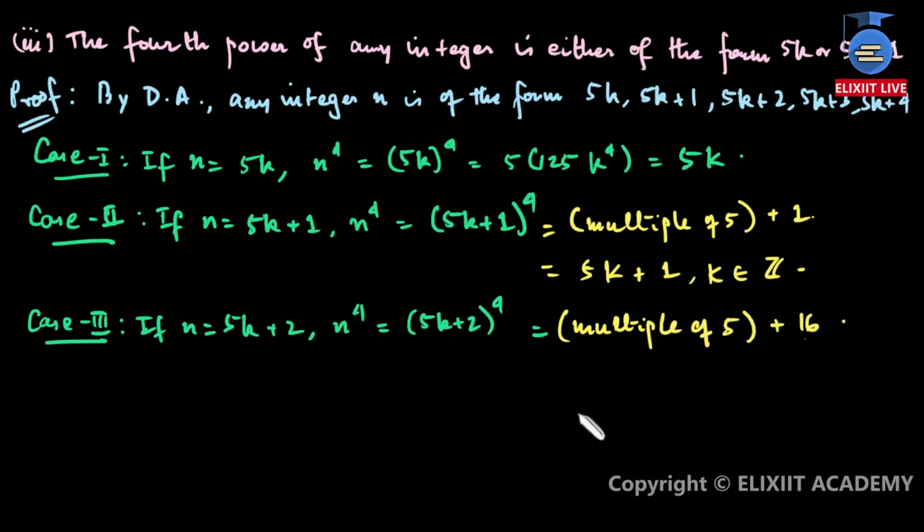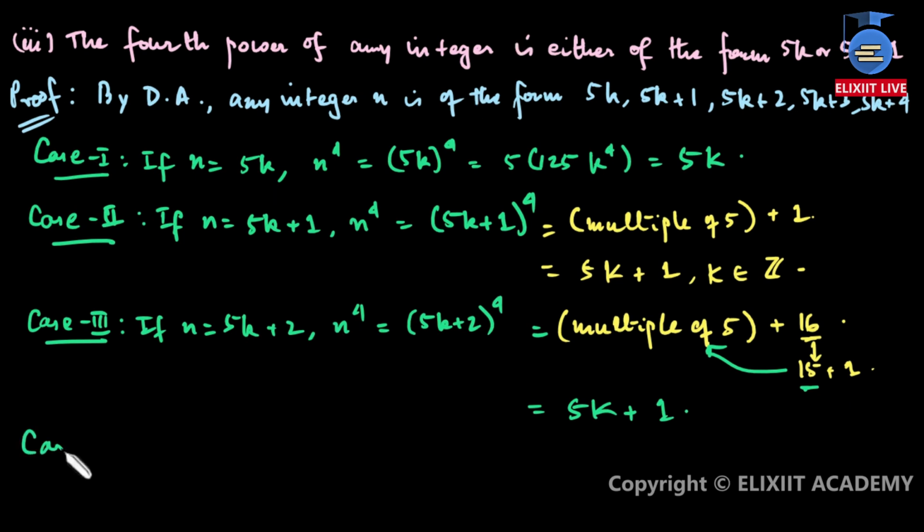Clear? And you can further write this 16 as 15 plus 1. Why do we write this as 15 plus 1? Reason being 15 is a multiple of 5, which means that this 15 is now absorbed in the multiple of 5. So what we can do is write this entirely as 5k plus 1. This is once again of the form 5k plus 1.